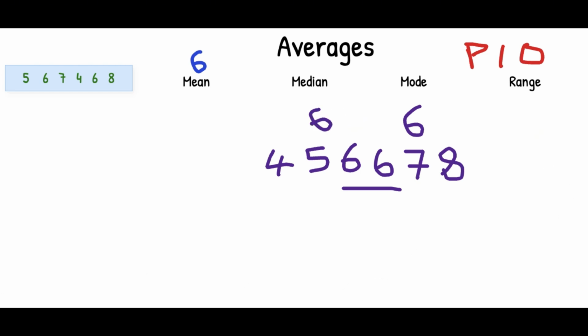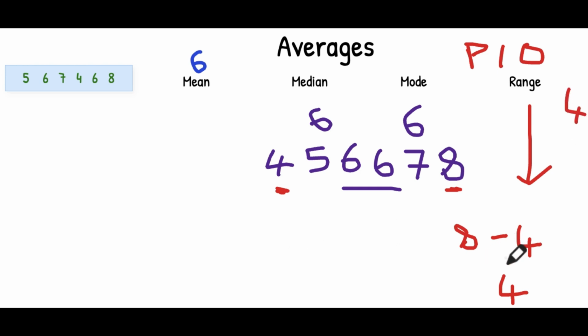Then we move on to our range. Our range just means the difference between the biggest and the smallest in the data set. In this case, the biggest is 8 minus the smallest in the data set, which is 4, and 8 minus 4 is 4. So our range is 4.